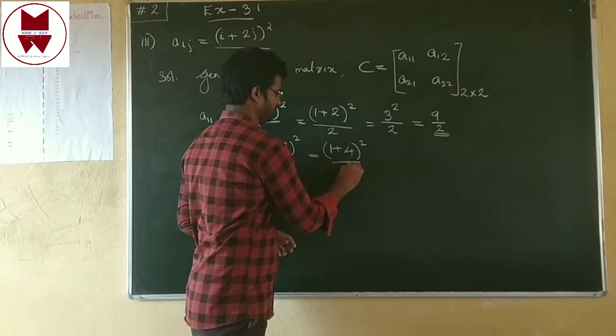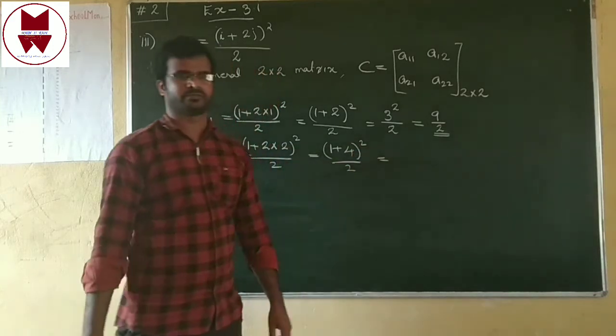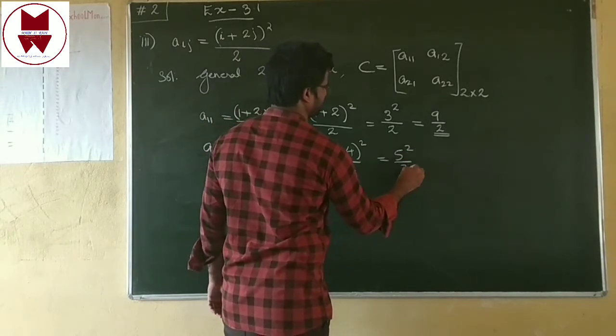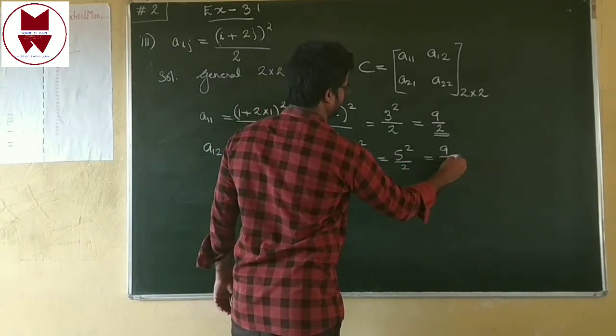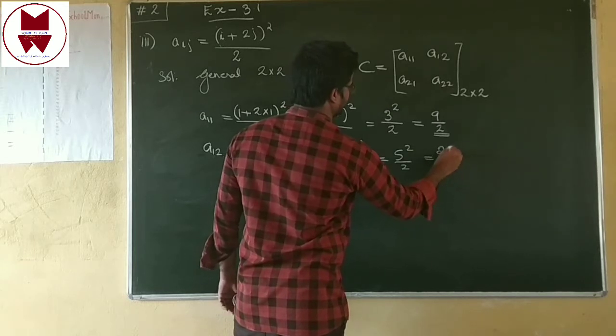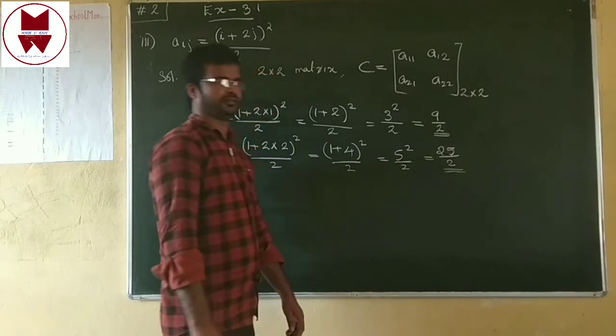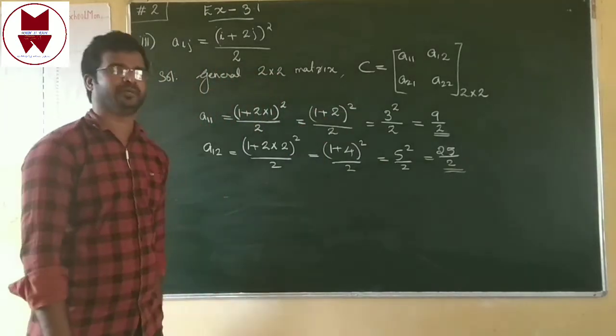All square by 2: 1 plus 4, 1 plus 4 is 5. 5 square divided by 2. 5 square means 5 into 5, 25 by 2. A12 is 25 by 2.